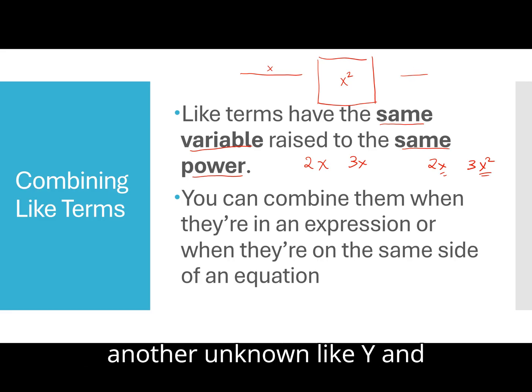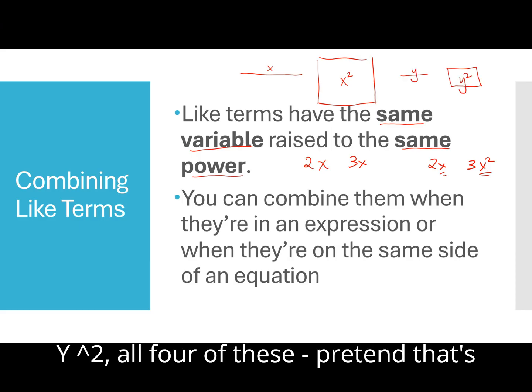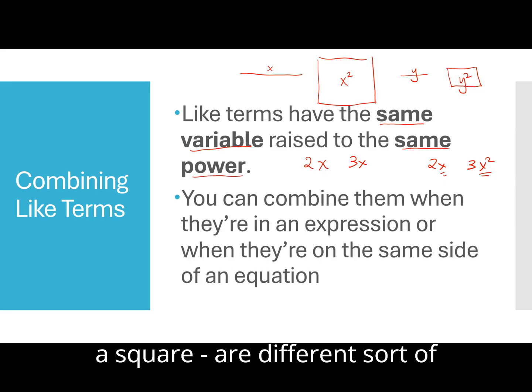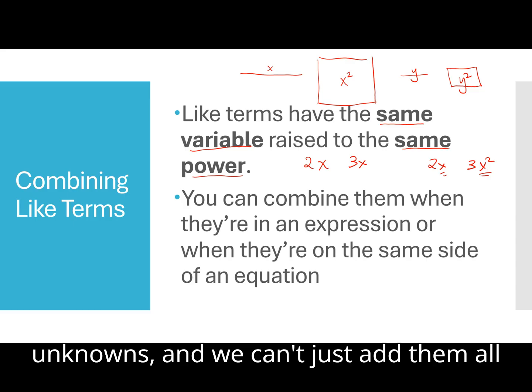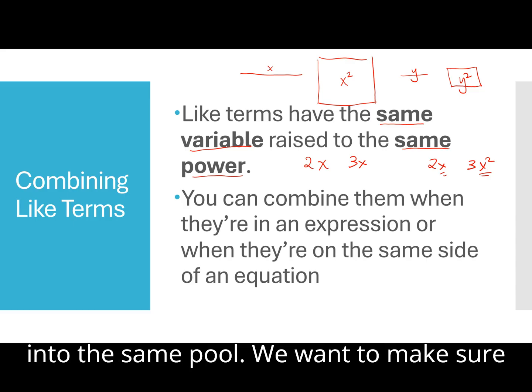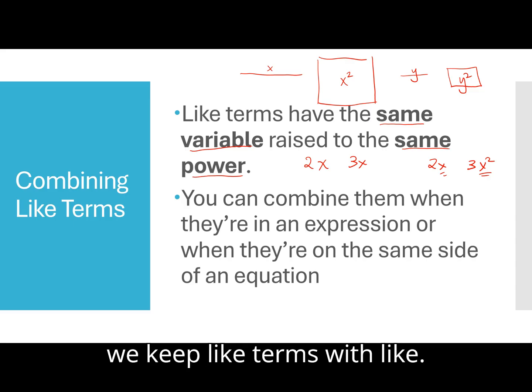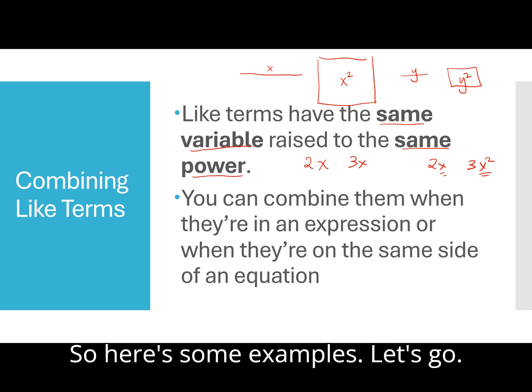Similarly, if we had another unknown like y and y squared, all four of these, pretend that's a square, are different sort of units, if you will. They're all different unknowns, and we can't just add them all into the same pool. We want to make sure we keep like terms with like. So here's some examples. Let's go.